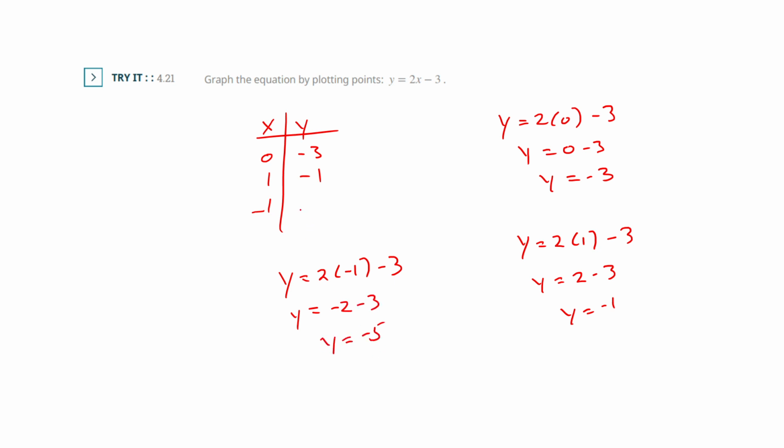Okay, so I now have these 3 points, which is all I need. And again, my graph will be terrible. I'm sorry about that. I'll do my best here. So 0 for x, -3. There's my first point. 1, -1 would be there. -1 on the x, down 5. So back 1, down 5. Down here. And then connect those points. Well, that wasn't too bad. And we have our line.